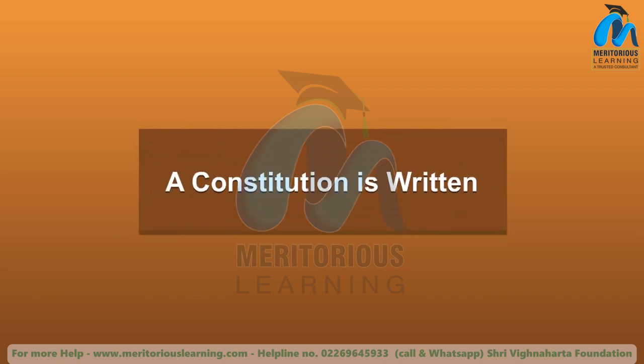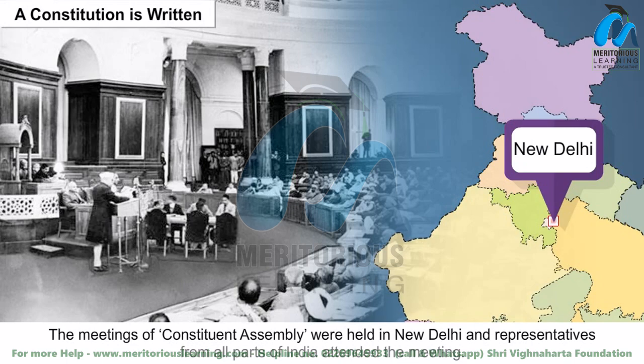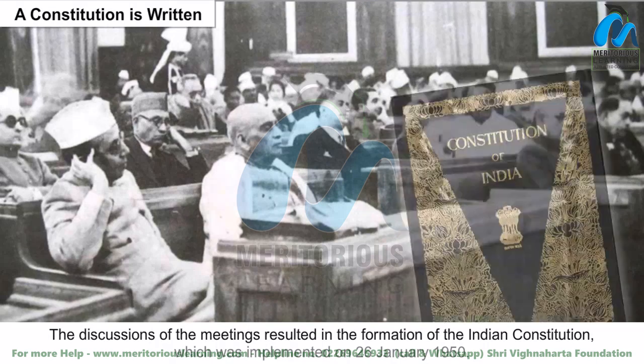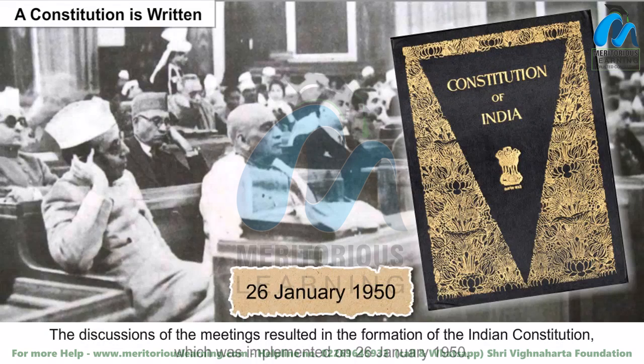A constitution is written. The meetings of the Constituent Assembly were held in New Delhi, and representatives from all parts of India attended the meeting. The discussions of the meetings resulted in the formation of the Indian Constitution, which was implemented on 26 January 1950.